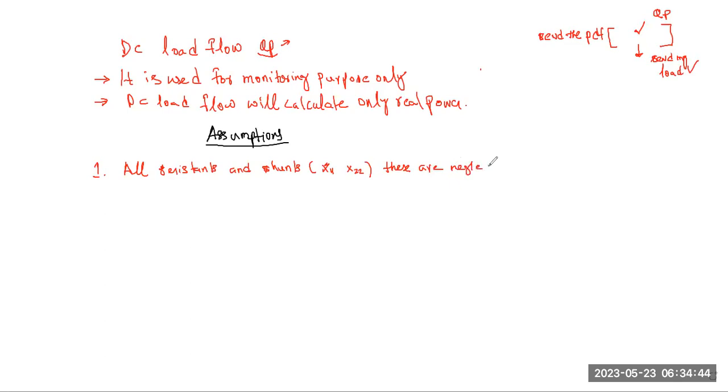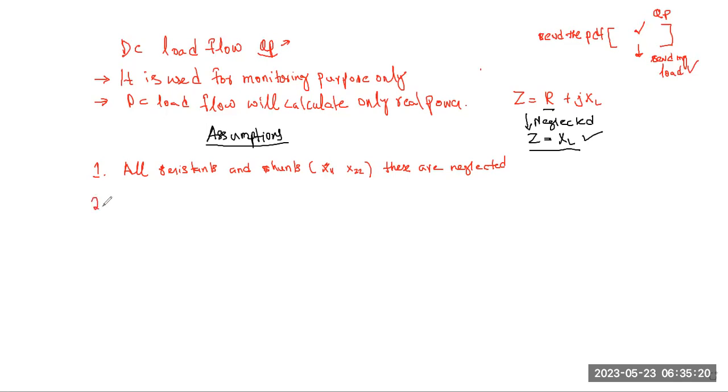For example, a transmission line impedance, yesterday we saw, was written as R plus jXL, right? If I neglect this resistance, now my new impedance Z would become XL only. So this thing you have to remember: all the resistances are neglected.